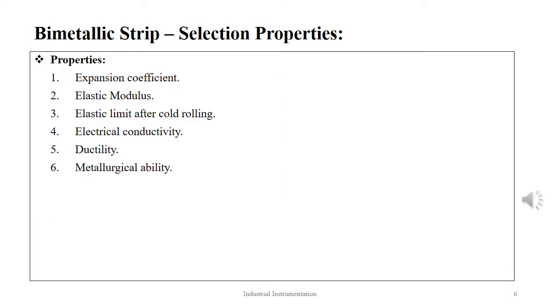There are a few criteria that need to be checked while we choose the combination for the bimetallic strip. These properties are as follows. The individual expansion coefficients of both the metals or alloys that are used in the strip, the respective modulus of elasticity, the elastic limits of the elements when they are cold rolled, the electrical conductivity of the strip element, the individual ductility and their individual metallurgical abilities.